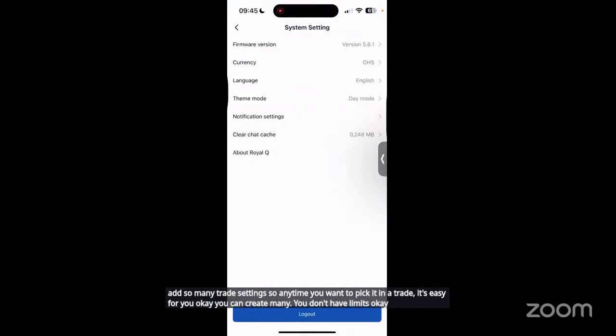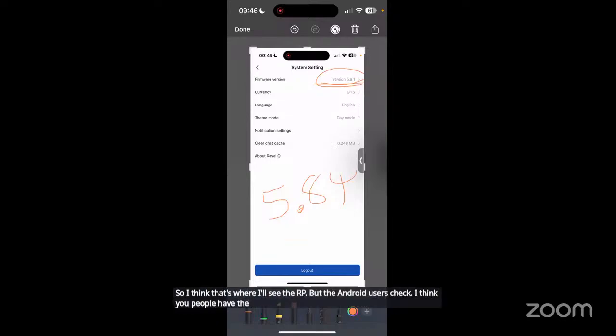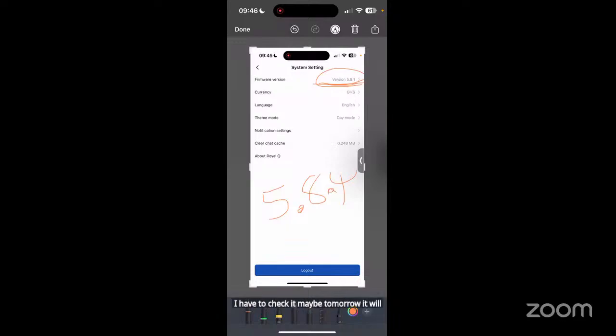System setting. So my version is not complete because Royal Q says 5.84. So I think that is where I'll see the RP. But the Android users, check. I think you people have it, because anytime they update it, the Android users are able to get the version first before we, the iOS users. Okay, so I have to check it. Maybe tomorrow it will be ready or in the evening.